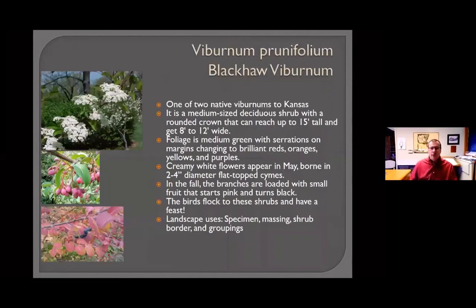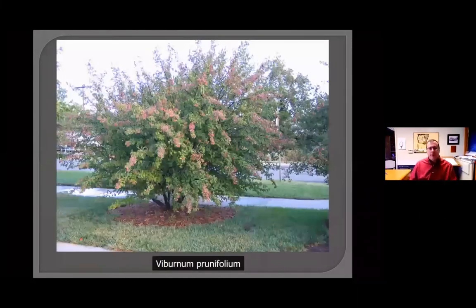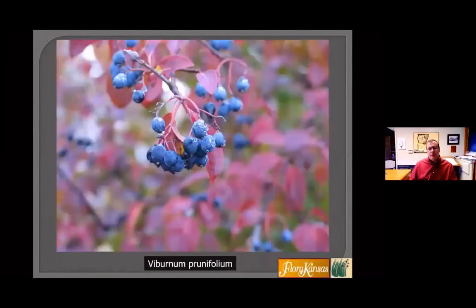Two that are native to Kansas. Blackhaw viburnum has smooth foliage, white blooms in the springtime, and produces nice clusters of fruit. Here you see some specimen plants that we have up by the front along Hickory Street here at the Arboretum. Those long clusters of fruit that birds love, and then great fall color as well in late September and into October.